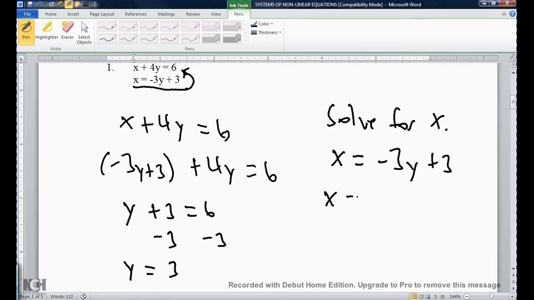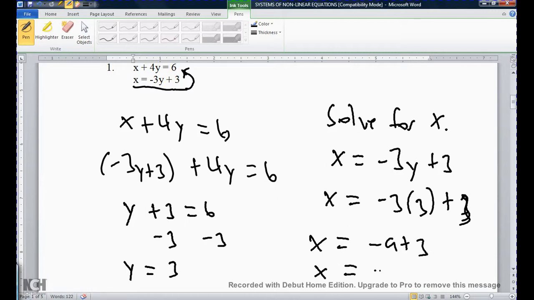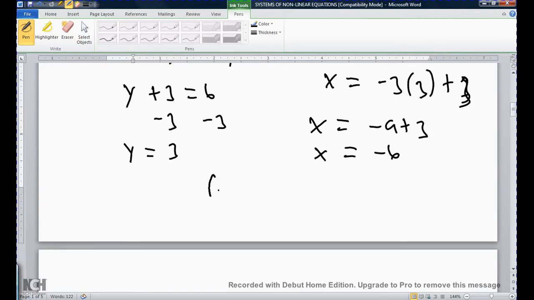So what I'm going to do is take the y that we found, which is positive 3, and substitute it. That's 3, by the way. And when we simplify, we get negative 9 plus 3. And negative 9 plus 3 is negative 6. What that means is our solution is negative 6 comma 3.